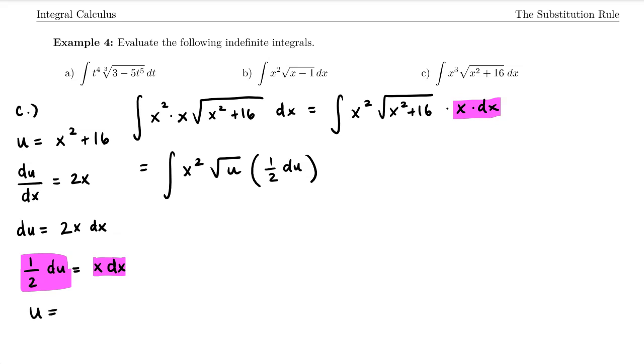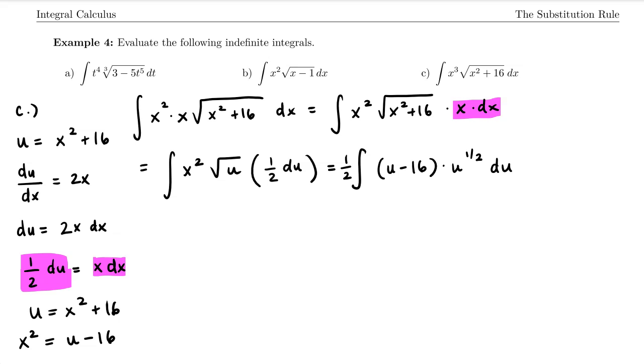I know that u is equal to x squared plus 16, and if I solve this equation for x squared, I end up getting the relationship that x squared is equal to u minus 16. So in my indefinite integral now, I could rewrite this as, I'm also going to factor out the 1/2, and then x squared I'm going to replace with u minus 16. And then I have times the square root of u, which I'll rewrite as u to the 1/2 power du.